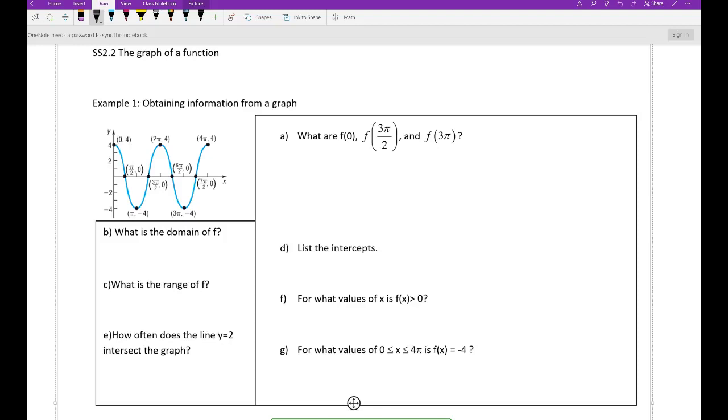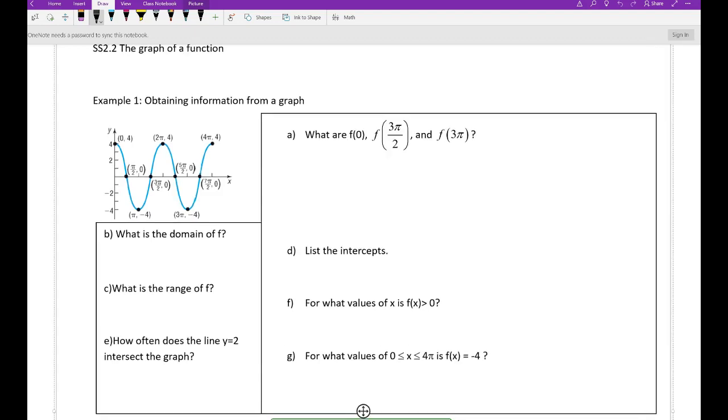Section 2.2, the title is called the graph of a function. What we're going to be studying is functions. I'm going to give you a graph or an equation, and then we're going to learn all the information about it. Okay, here we go. Example 1, obtaining information from a given graph.